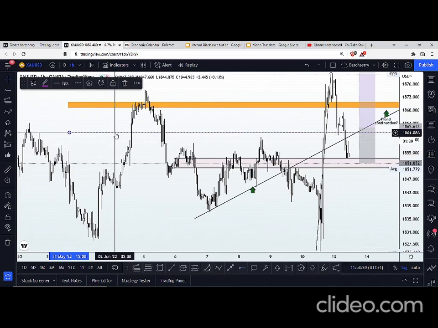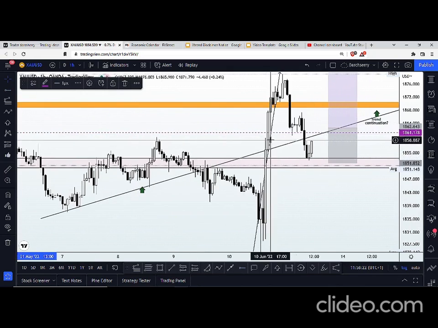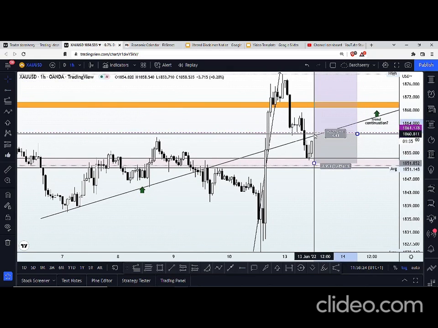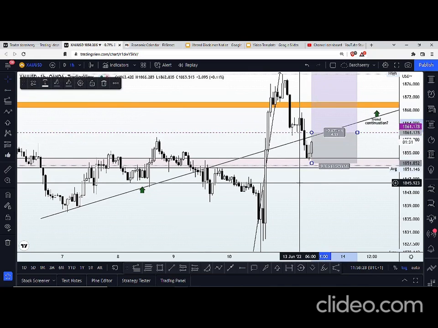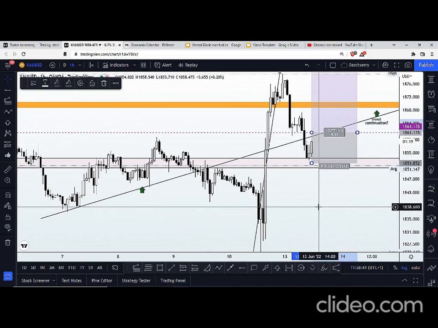That is $1,861. So we want to have our entry point right above this area. And please note that we are looking out for reversal patterns on the lower time frame. Let's say the 15 minutes, your 10 minutes, your 5 minutes time frame to take advantage of this bullish momentum.